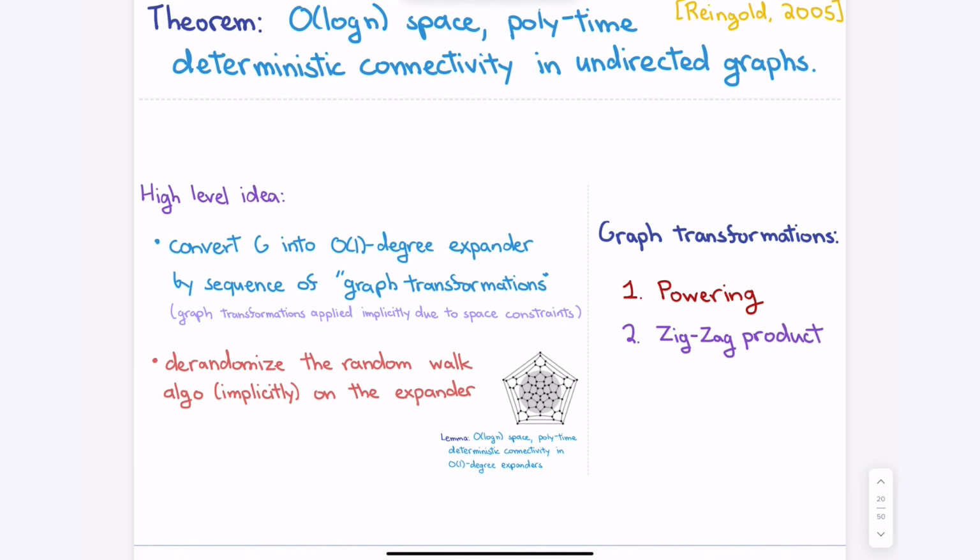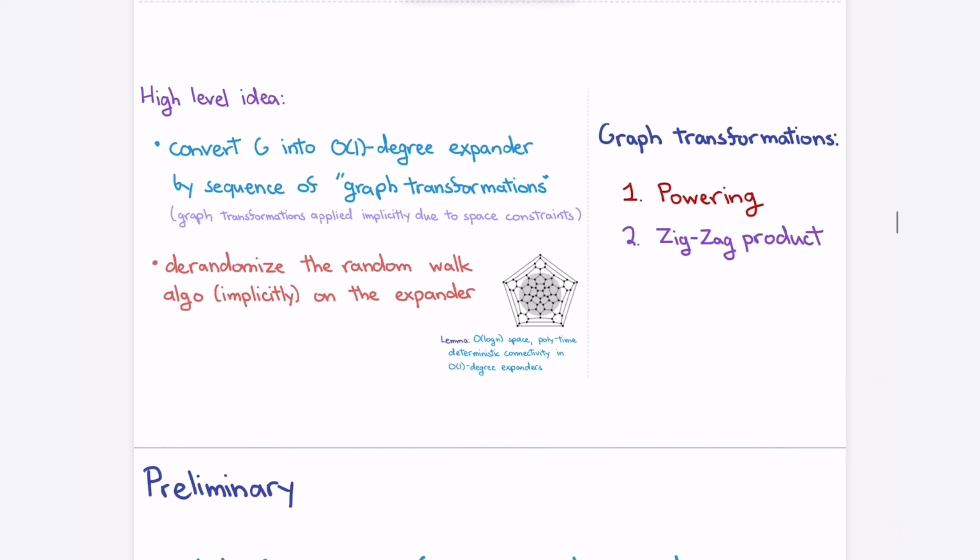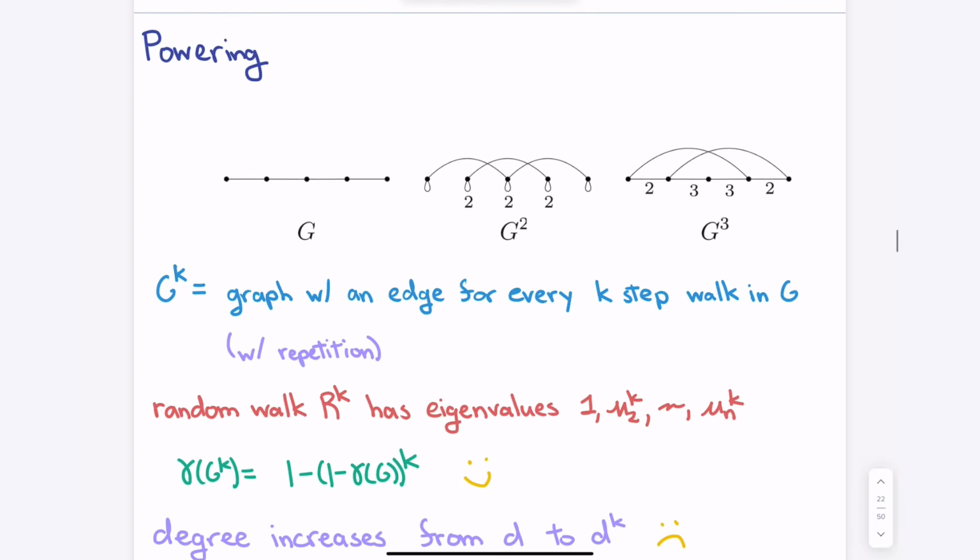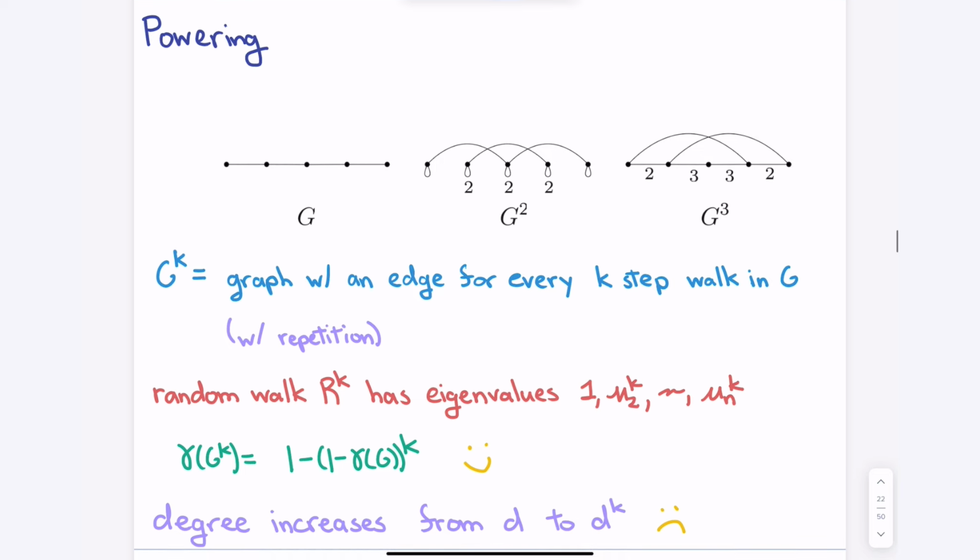The two things I'll remind you of are graph powering and the zigzag product. Powering, you're just trying to take G and replace it with G squared. Each step in G squared maps to two steps in G, right? So your random walk is getting a boost. Each step you actually get to take two steps, so you're going to converge to the stationary distribution faster. Your spectral gap is going to improve. The only downside is that the degree does go up.